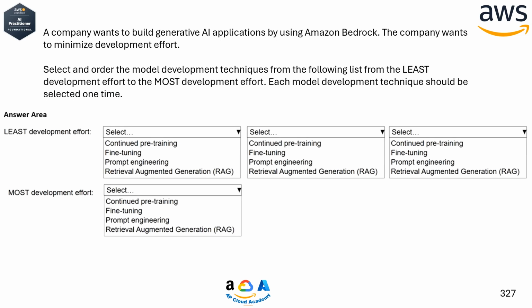A company wants to build generative AI applications by using Amazon Bedrock. The company wants to minimize development effort. Select and order the model development techniques from the following list from the least development effort to the most development effort. Each model development technique should be selected one time.